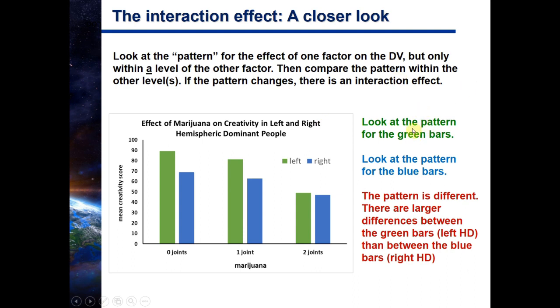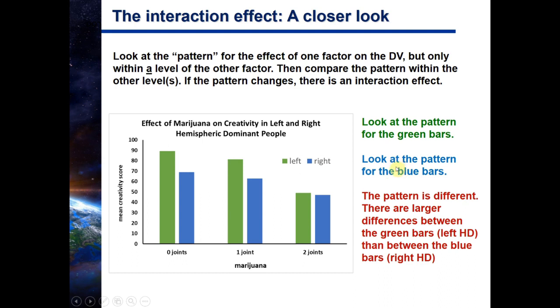So let's look first at the green bars. Now, what are we comparing? These are all left people: left, left, and left. So what we're comparing are 0 joints, 1 joint, and 2 joints, but only for the left people. What can we say? A little bit of a drop here from 0 to 1, and then a pretty significant drop at 2 joints. So we have a tiny drop, then a big drop. That's what's happening for the left.